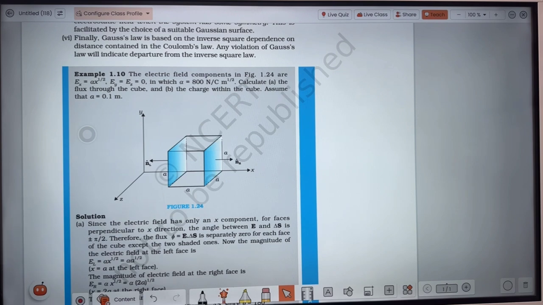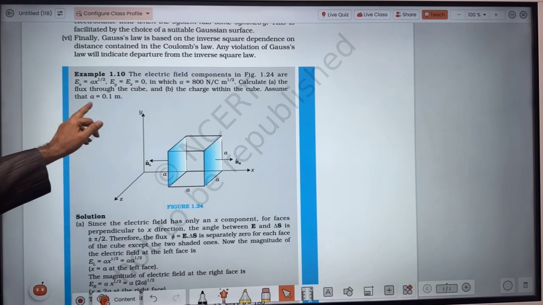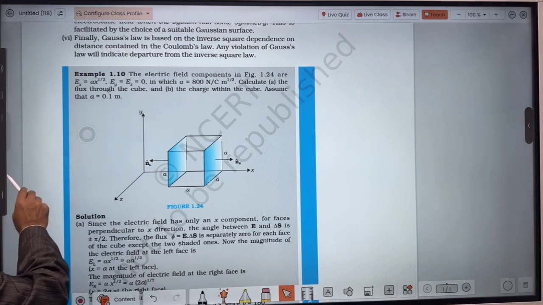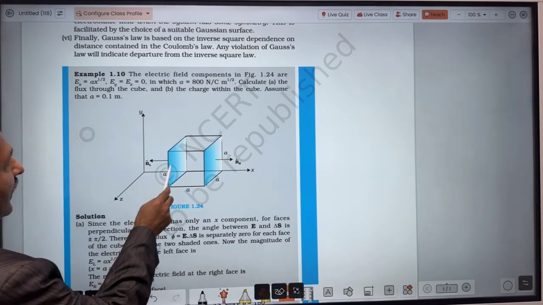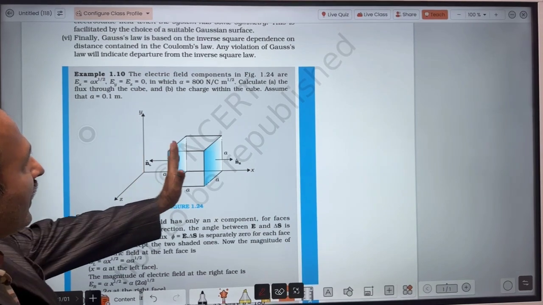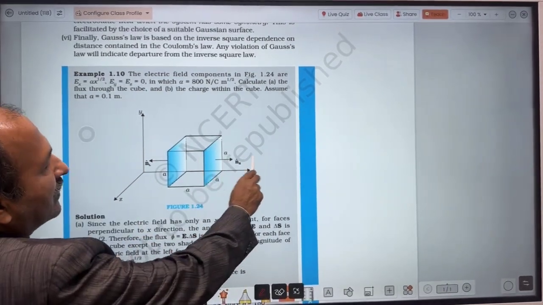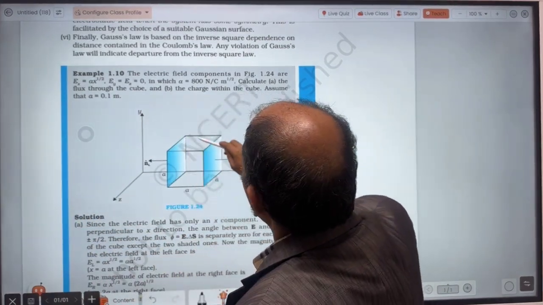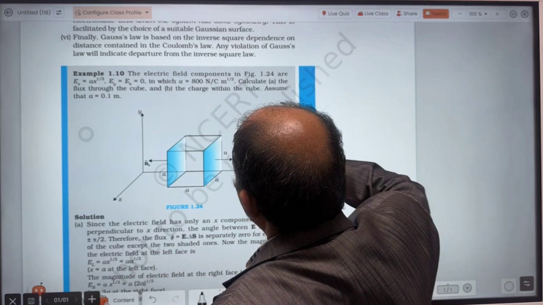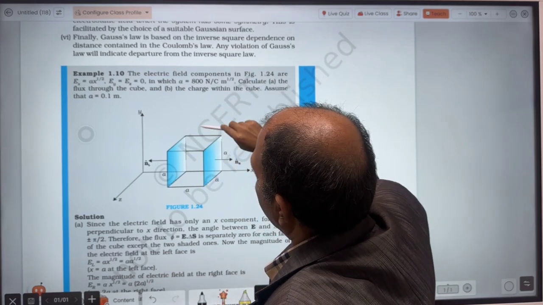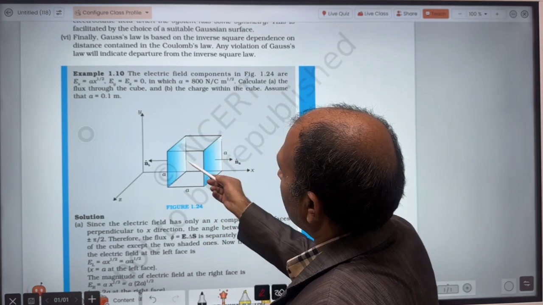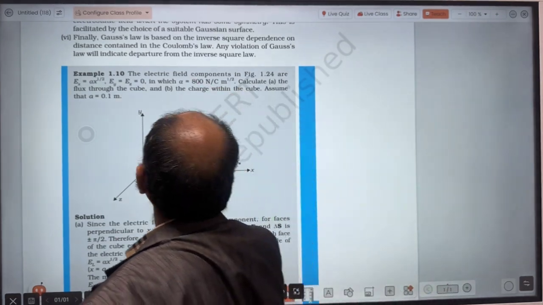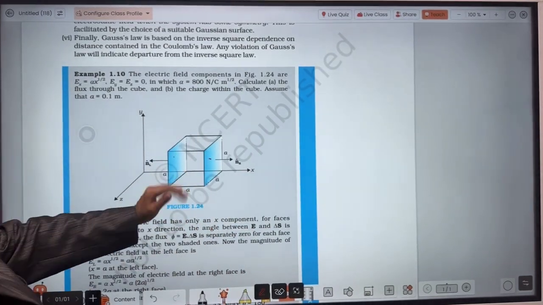We have to calculate the total charge and total flux. So here we can consider this face and this face only, because the field is directed in this direction only. So when we take E and ds, only in this surface, what happens? E is in this direction, the area vector is in this direction, so the total flux will be 0. Similarly here the flux will be 0. In this face also it will be 0. In that face also it will be 0. So only these are the two faces through which flux can be calculated.